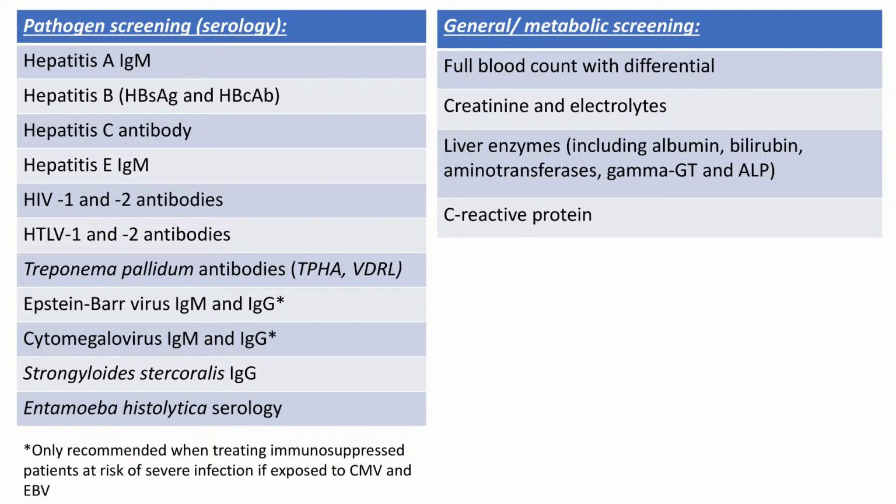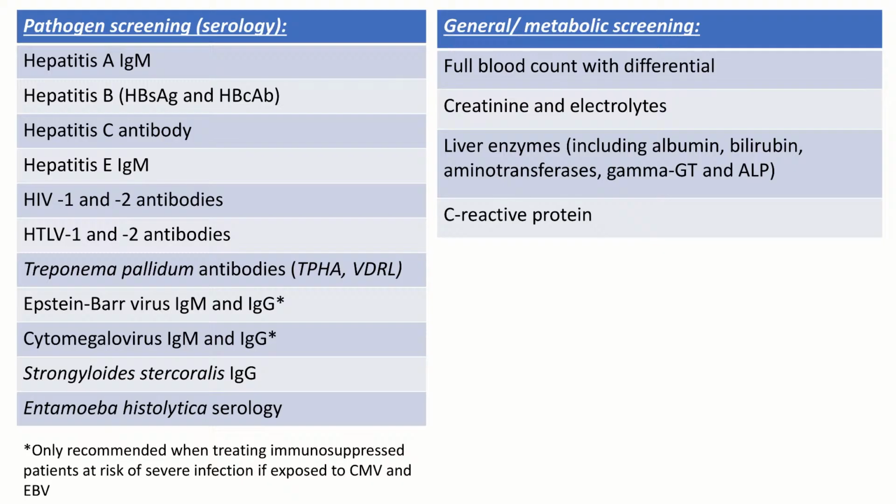If they pass all of those, then we start testing them. We test their blood and we test their stool. The things that we're looking for in the blood: hepatitis A, B, C, E, HIV, HTLV, syphilis, Epstein-Barr virus, cytomegalovirus, strongyloides, entamoeba. We do a full blood count and differential, liver function test, creatinine, electrolytes, and CRP. So broad spectrum health tests there.